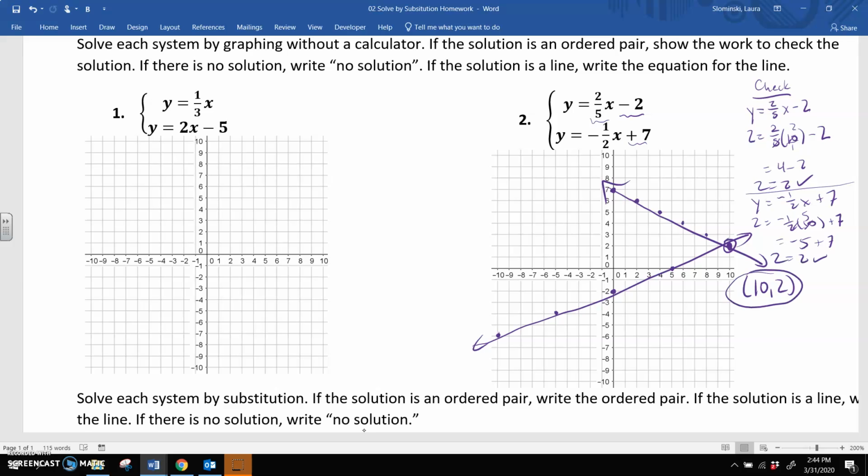So the reason I know my answer is correct is because when I plug that ordered pair back into both equations, they simplified to be equal.